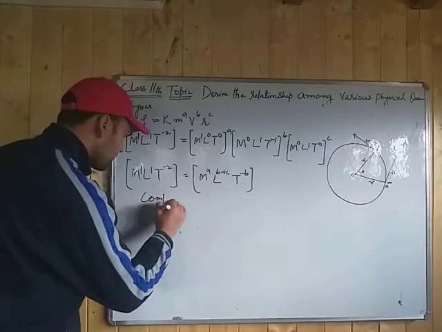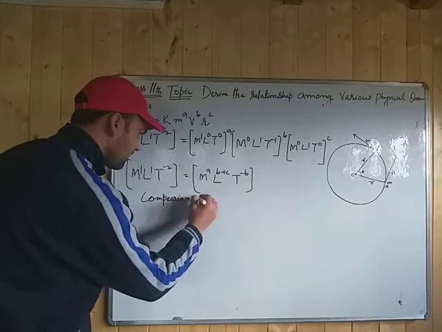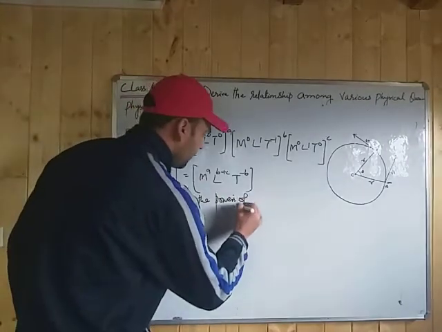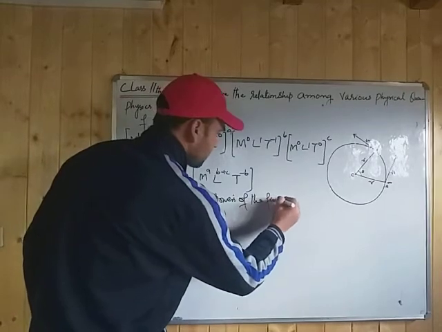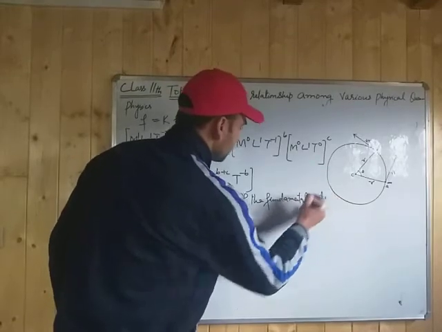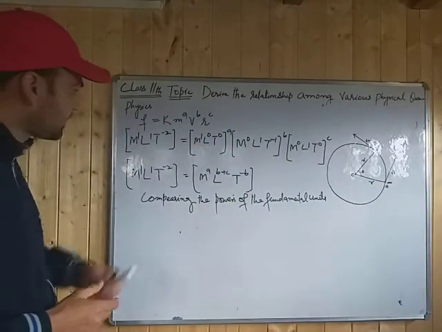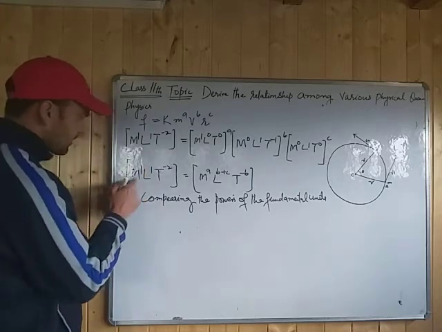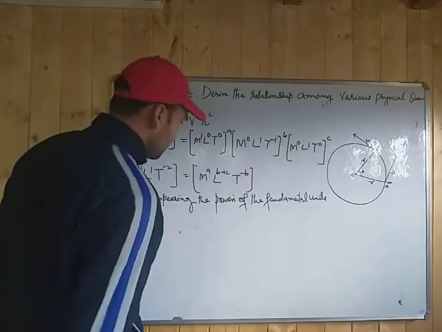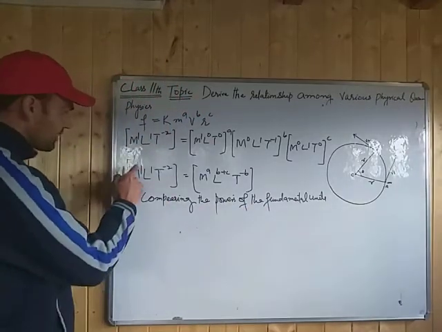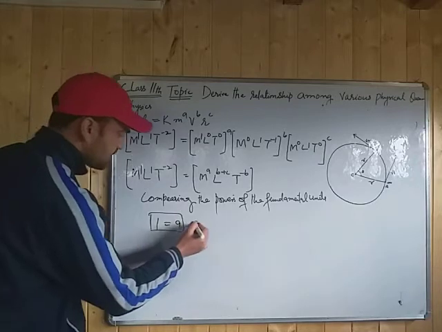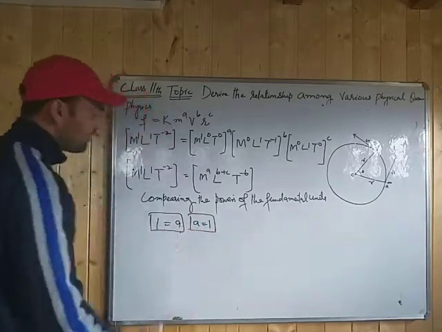Comparing the powers of the fundamental units. So we have fundamental units here: mass, length, and time. First of all, we will compare the powers of mass. So here, power of mass, that's 1, is equal to, here it's a. So we'll write here a is equal to 1. So the value of a.